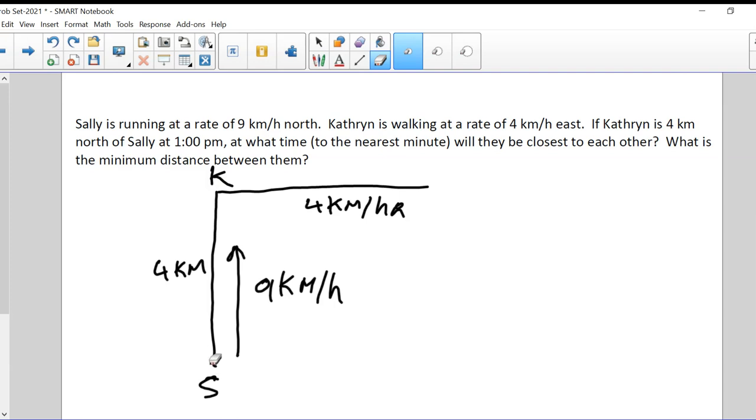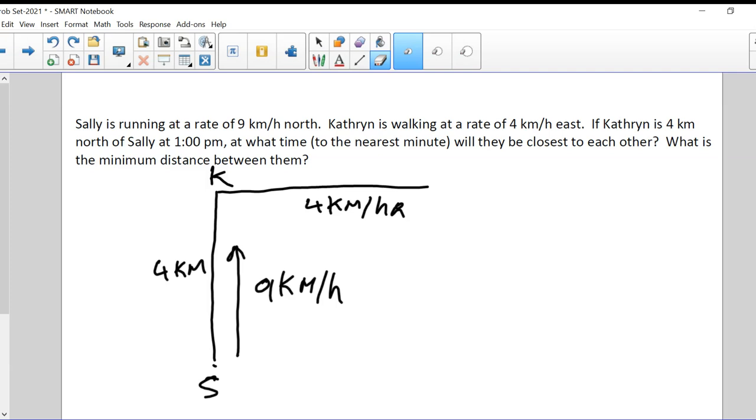Sally starts from here and she's walking north. So we need some way of coming up with a distance that Kathy is from her starting point and where Sally is from Kathy. We need those two distances. One distance is getting shorter and one distance is obviously getting longer. Okay, so let's start off with Kathy.